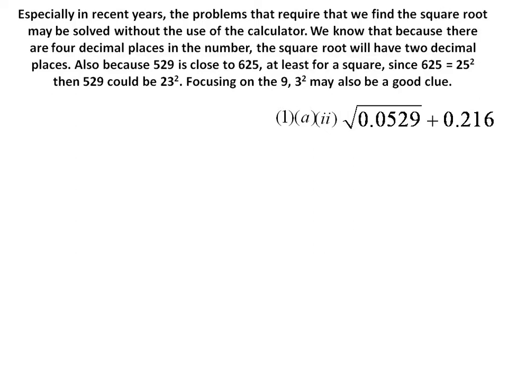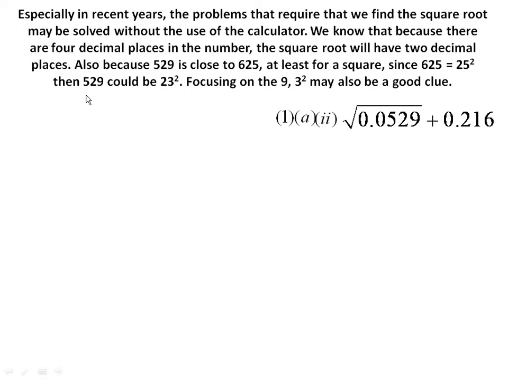Now, since 625 is equal to 25 squared, then 529 could be, I'm not saying that it is, could be 23 squared. Because if the squares are close, we imagine that the numbers should be close, so we are just opting for 23. Now, focusing on the 9, 3 squared may also be a good clue.